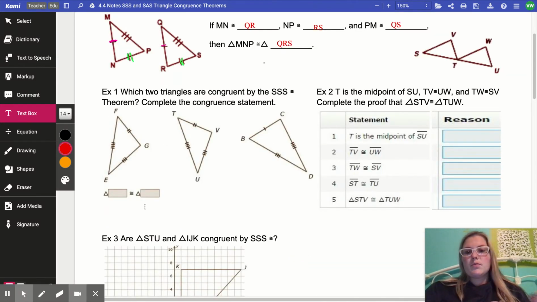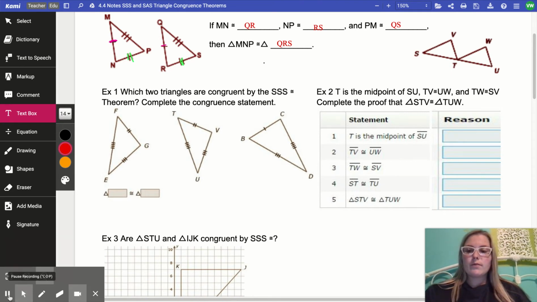In example 1, it's asking us which two triangles are congruent by the side-side-side congruence theorem. Complete the congruence statement. What I want you to do is look at your three triangles and determine which two have the same amount of hash marks. In the first triangle, FG has two hash marks, and in the second triangle, TV also has two hash marks. That would be one of your congruent sides, so make sure the triangles match up, and we'll go over it.